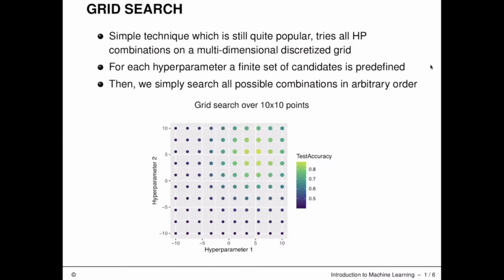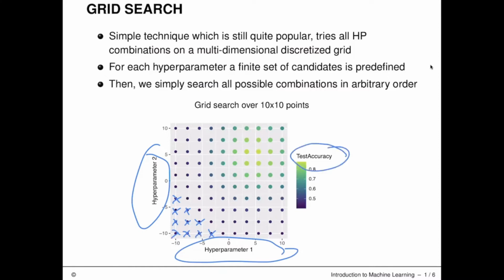So in this example here, we have two dimensions of hyperparameters, hyperparameter 1 and hyperparameter 2. And as you can see, we have defined a grid of different hyperparameter combinations, so combinations of hyperparameter 1 and hyperparameter 2. So each dot here is one hyperparameter combination. So we have 10 times 10 hyperparameter combinations, so 100 hyperparameter combinations. And now we try for each of these hyperparameter combinations out which test accuracy we get. And then we choose the hyperparameter combination with the highest test accuracy in that case.